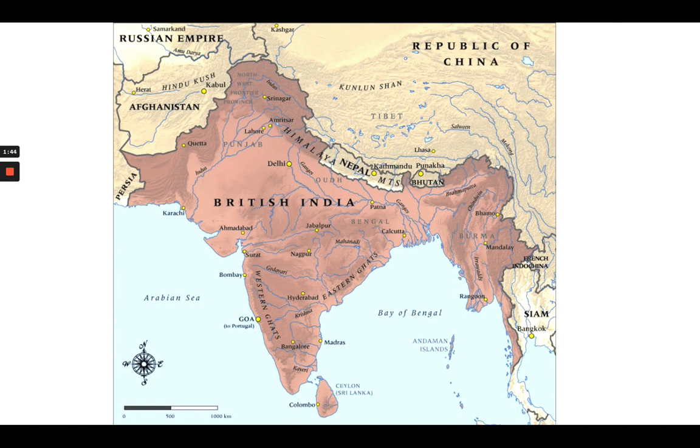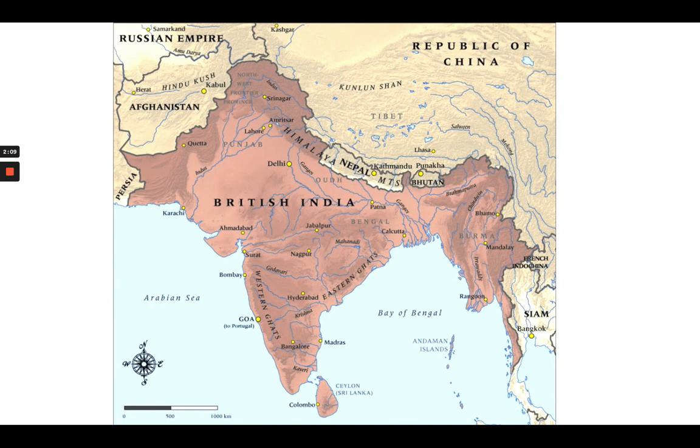large population center. We know that India has been active in the Indian Ocean trade network for hundreds of years, thousands of years. And so the fact that the British are going to be able to come in to this ancient, highly populated area and take control so easily is pretty astounding.